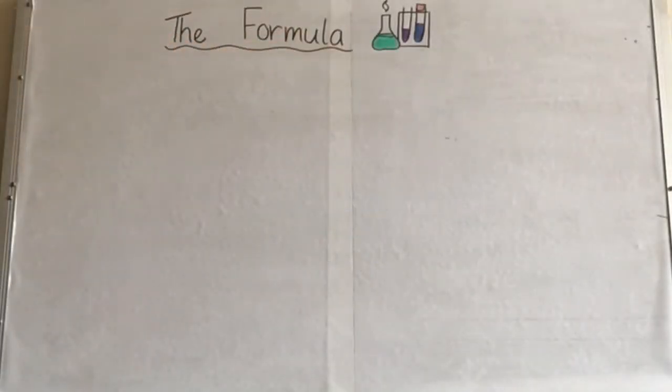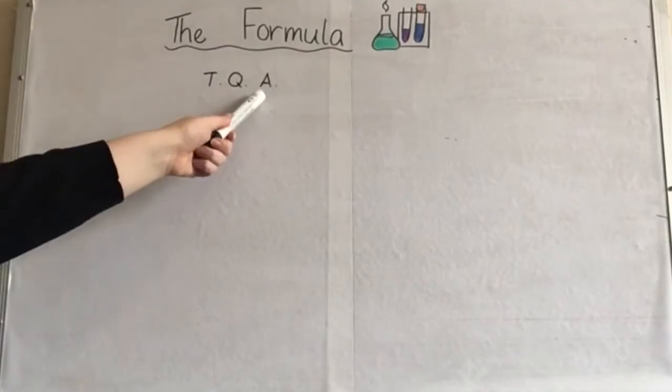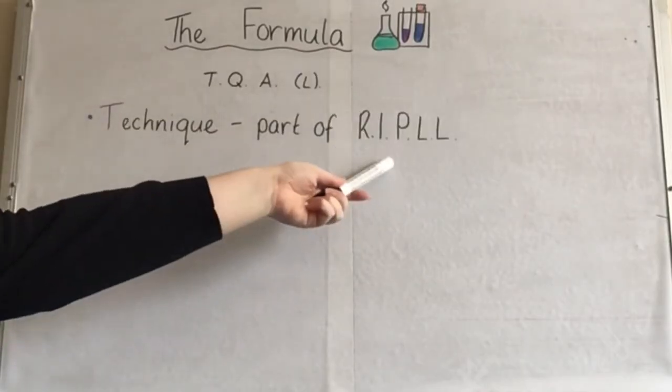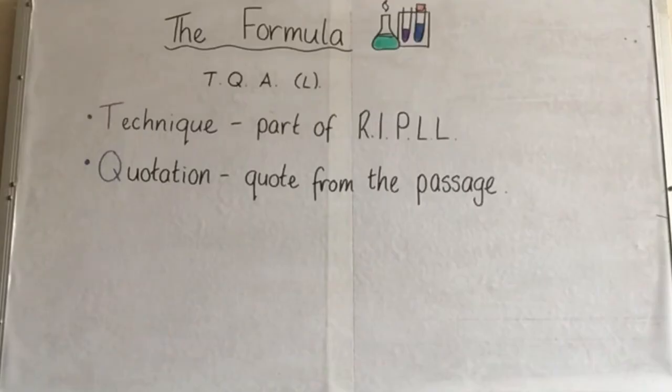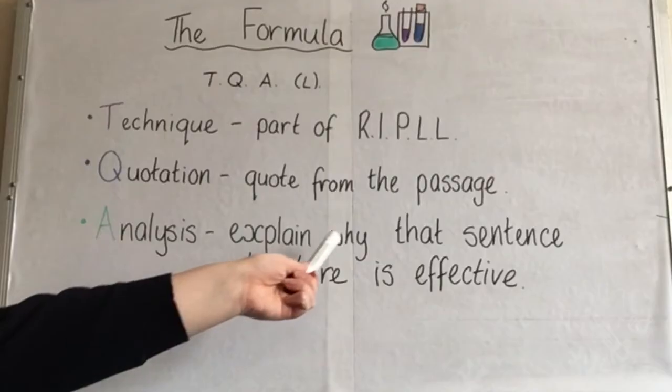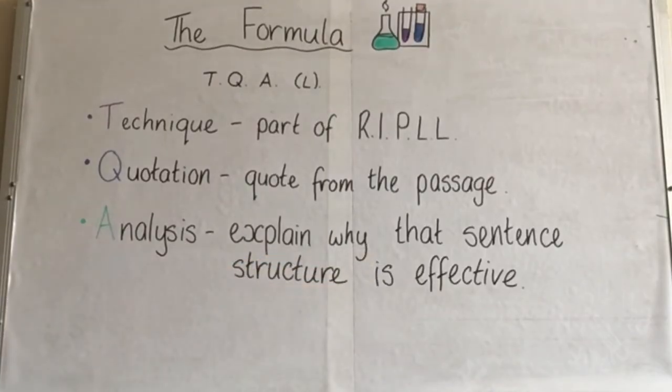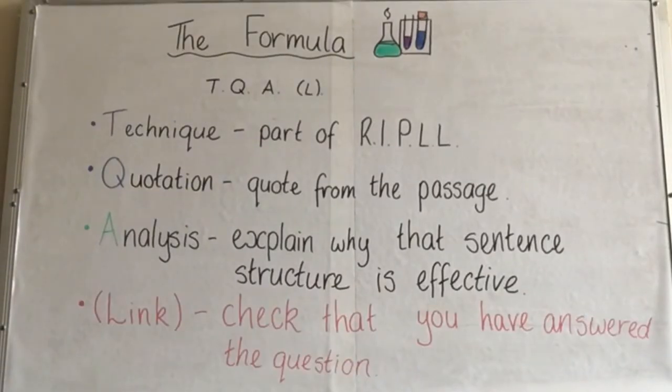One formula that you can use to answer this question is TQAL. T is technique, so what part of RIPLL is that you're going to mention? Remember what RIPLL stands for. Q, quotation. That's where you quote from the passage. A, analysis. Explain why that sentence is effective. Emphasis on the explaining. Why did the author pick that particular sentence structure? Why did they include that? You're analysing, you're explaining. And link. This is where you make sure that you have answered the question.